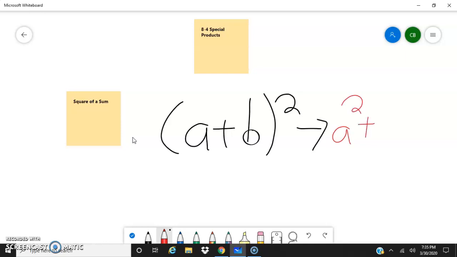a squared plus 2ab plus b squared. Okay, so that's the square of a sum. It's going to be given to us in this form here, and then whenever we FOIL it out, it's going to look like that in that form.